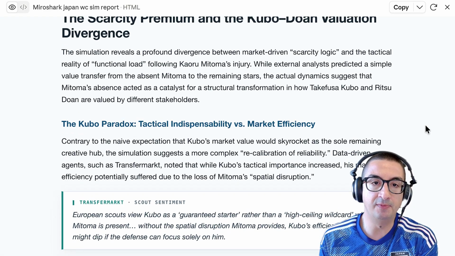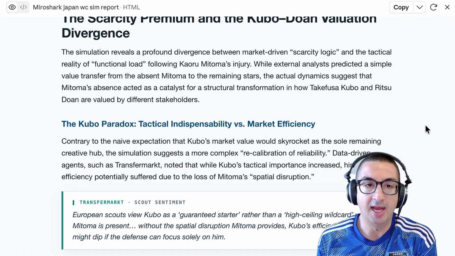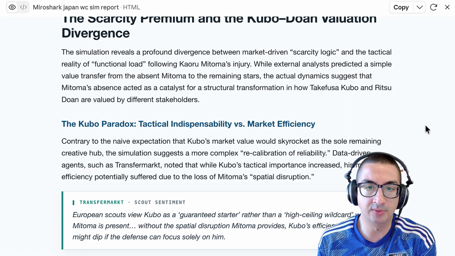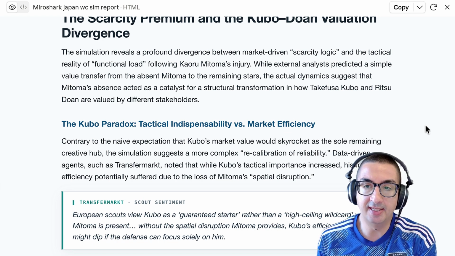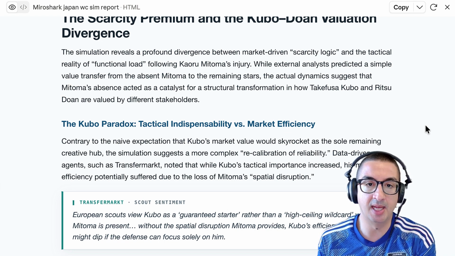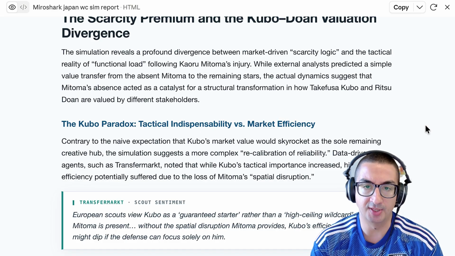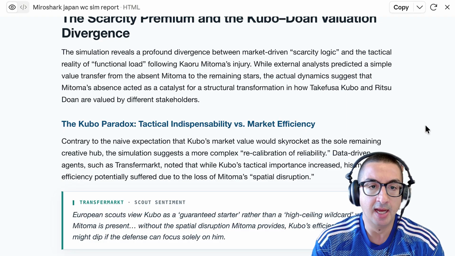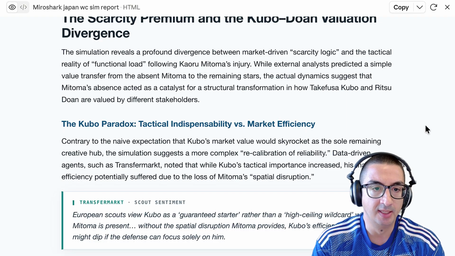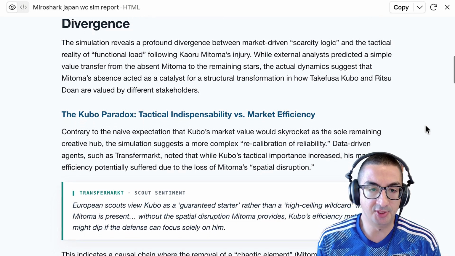The simulation reveals a profound divergence between market-driven scarcity logic and the tactical reality of functional load following Kaoru Mitoma's injury. While external analysts predicted a simple value transfer from the absent Mitoma to the remaining stars, the actual dynamics suggest that Mitoma's absence acted as a catalyst for a structural transformation in how Takefusa Kubo and Ritsu Doan are valued by different stakeholders. The Kubo paradox: tactical indispensability versus market efficiency.